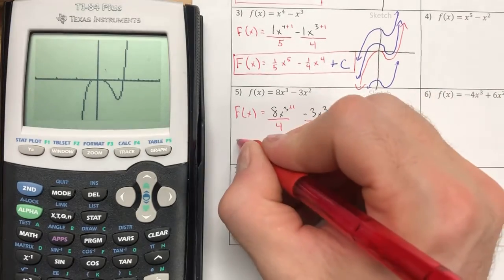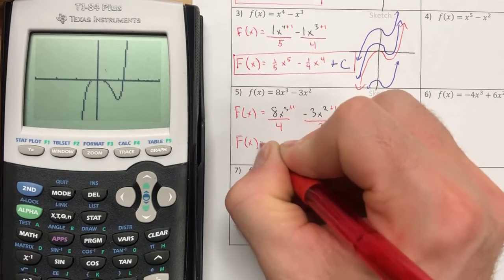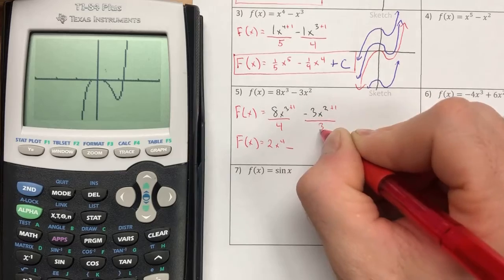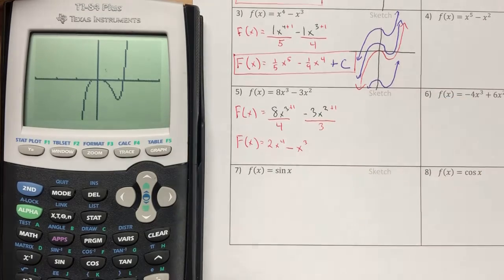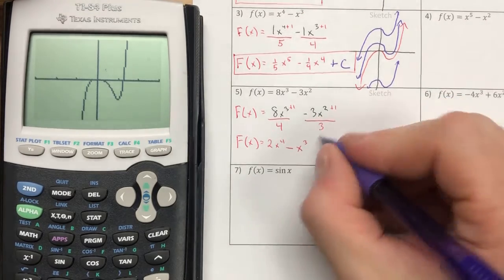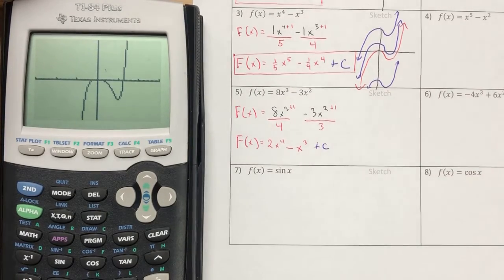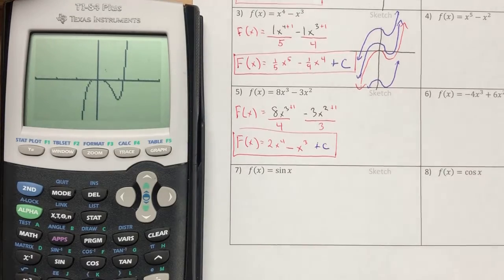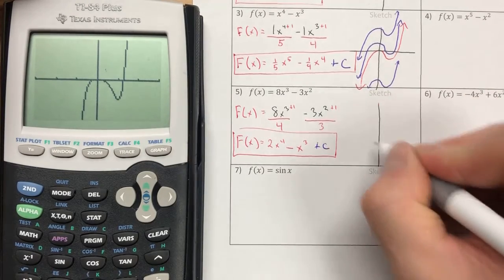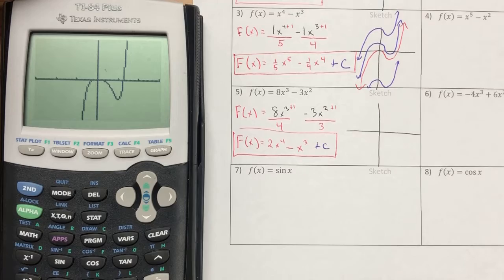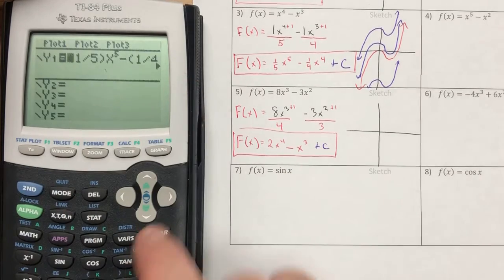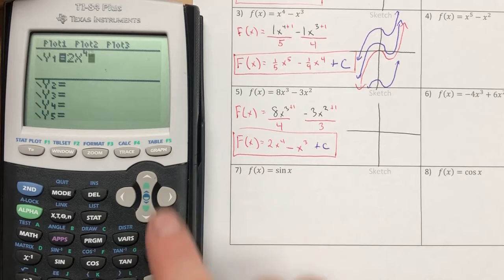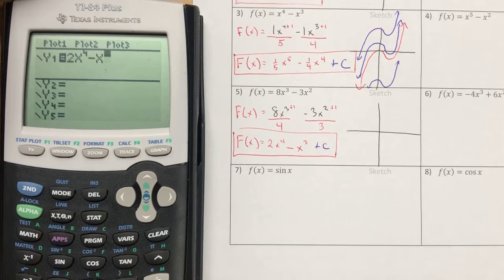And that's going to lead us to capital F of x is equal to 2x^4 minus 3 divided by 3 is 1, so just minus x cubed, and plus c. So this is our primary antiderivative. And if we draw a sketch of what's going on, let's take a look. I'm going to pop this in there. And we have 2x to the power of 4 minus x to the power of 3.